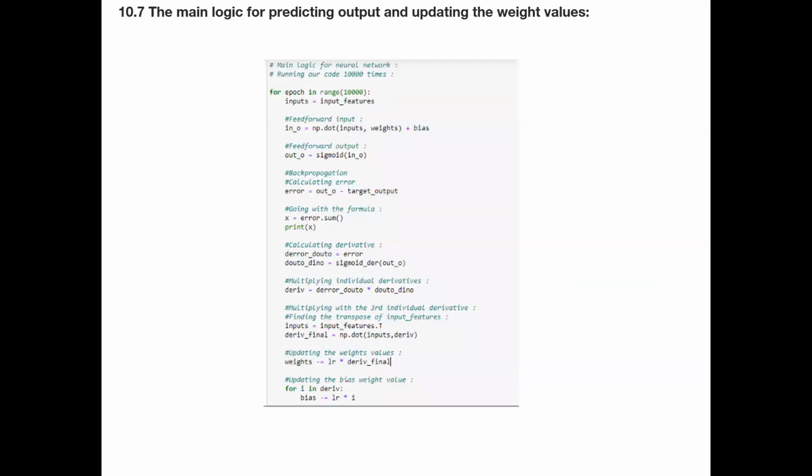Now you have understood clearly what backpropagation is and how we implement the perceptron algorithm from scratch.